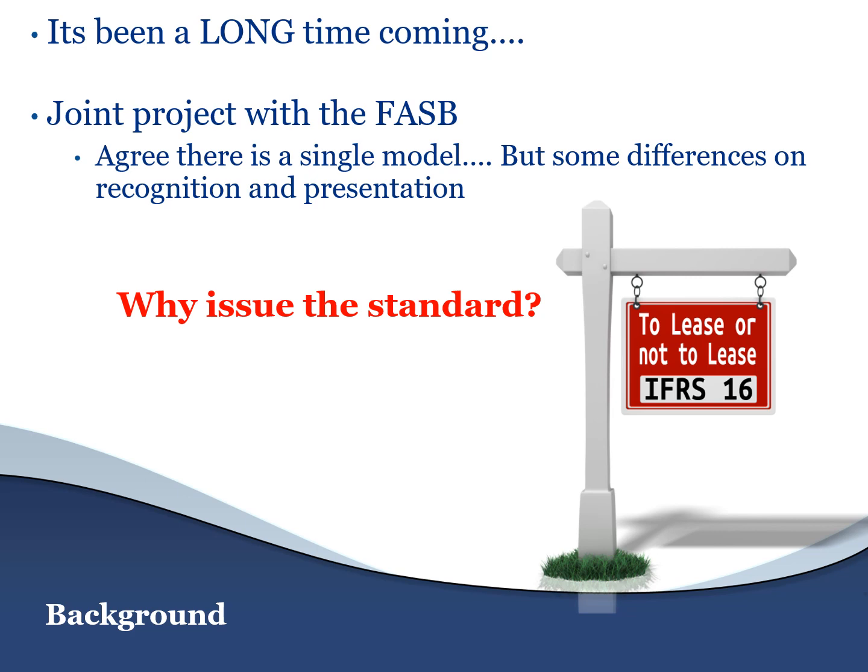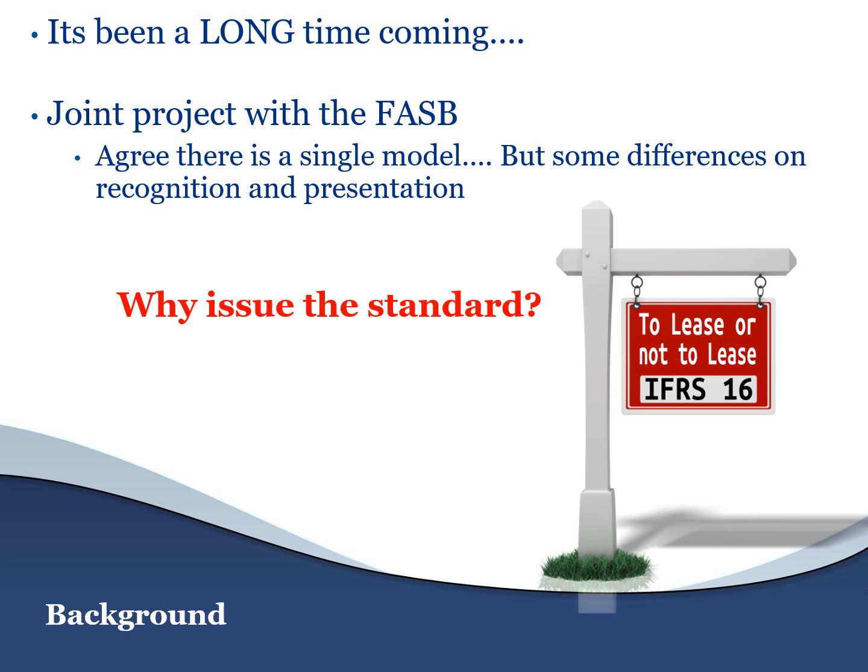The good news is that there was agreement between the two boards that we should have a single model for lessees, and we will take a look at that today. But there are some differences, really in the areas of some of the recognition principles and on the presentation of leases. So all in all, I think a good move where the two standards are fairly close together, but there are some major differences between them. I'm not going to be going into the differences with US GAAP today, but just so you are aware that these are not 100% aligned.